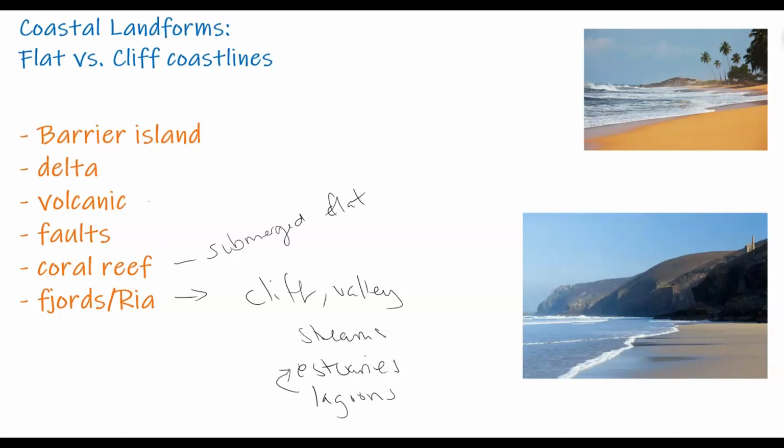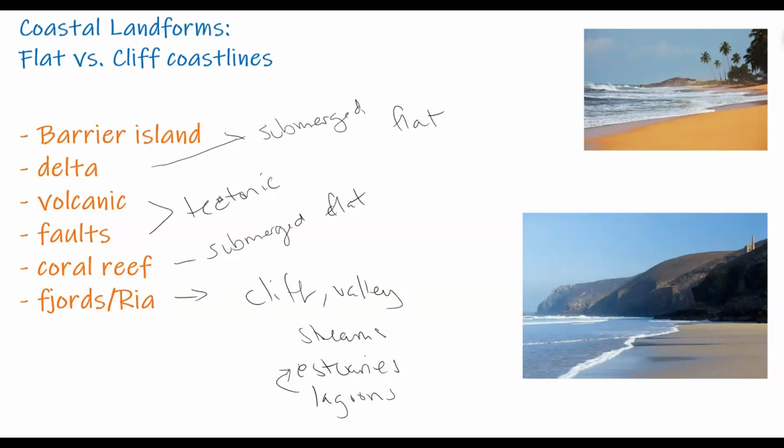beaches. You've got volcanic and faults, again, tectonic. The delta and barrier island could either be submerged or uplifted, depending on the location, but generally is going to be submerged and mostly going to be flat.